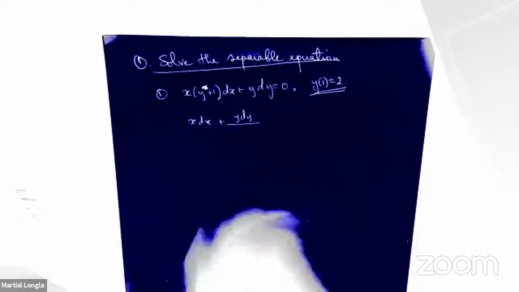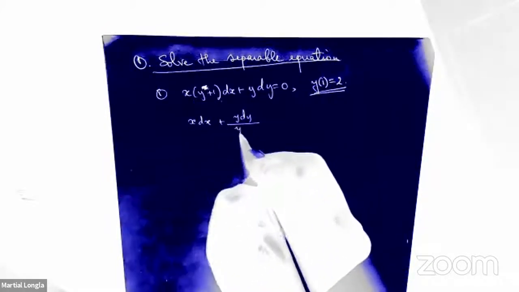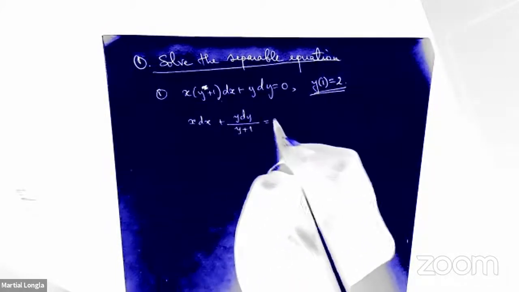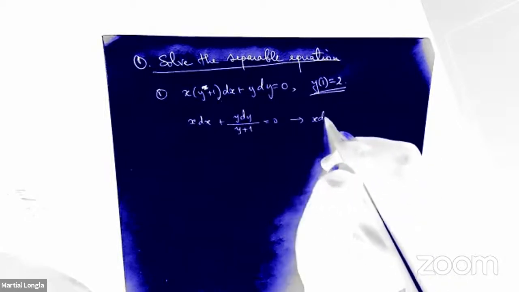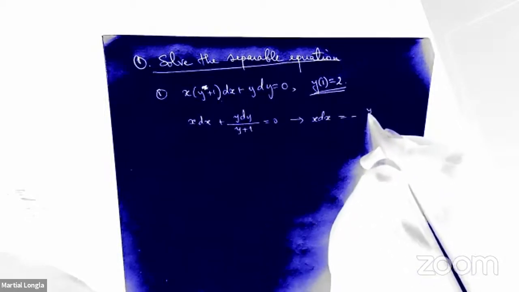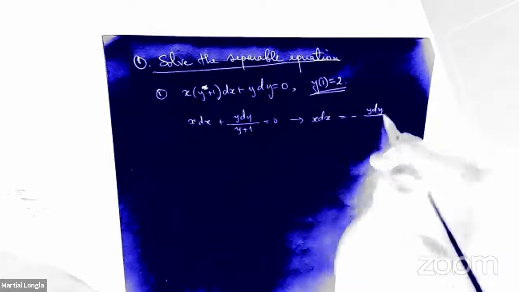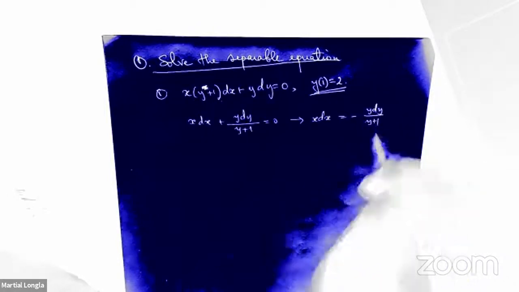Okay, so yep, that's y, not the y squared here. And so what we do is we say that's over y plus 1 equals 0. And so you separate the variables, so x dx equals negative y dy over y plus 1. Oh, thank God, just at the time we start, it shows up.